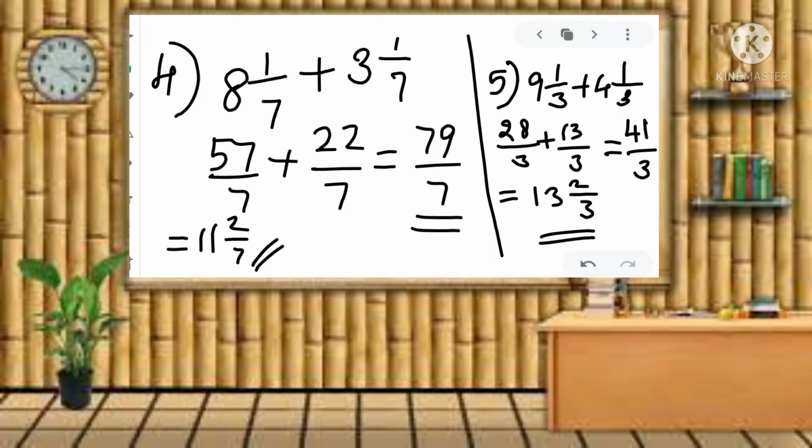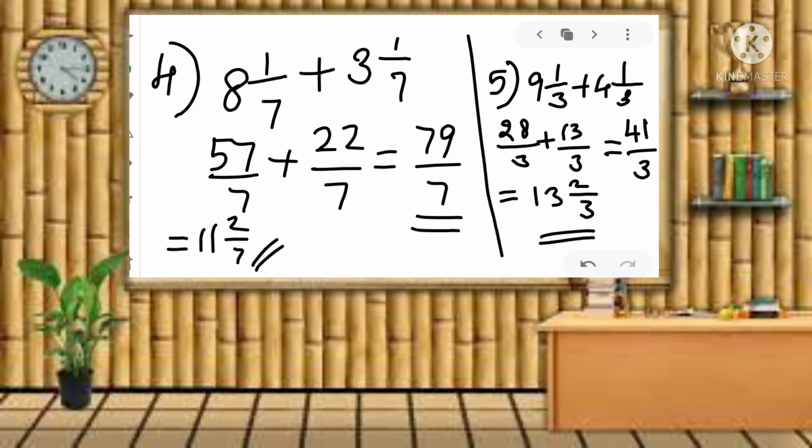Then again 8 1 by 7 plus 3 1 by 7. Converting into improper fractions. 8 7s are 56 plus 1, 57 by 7, plus 3 7s are 21 plus 1, 22 by 7. Adding 57 and 22 we will get 79 by 7. Again we want to convert into a mixed fraction. Divide 79 by 7. So 11 7s are 77. 2 is the remainder. Then 11 2 by 7.